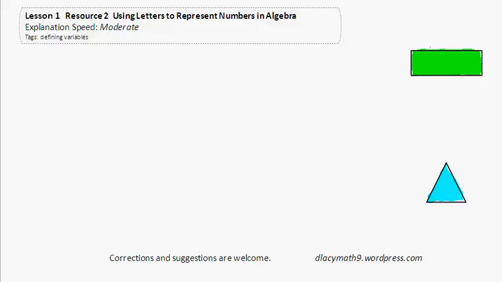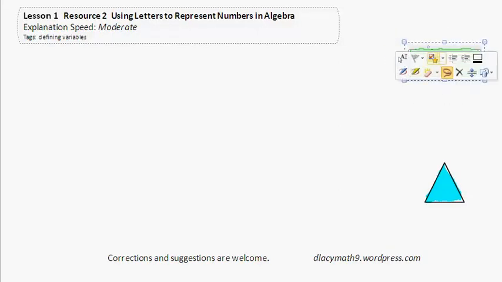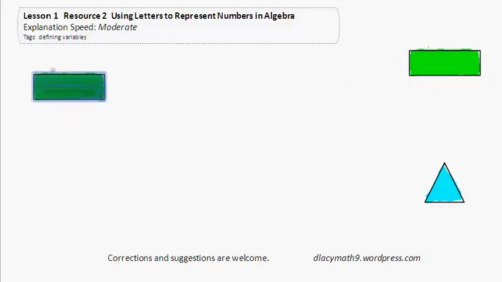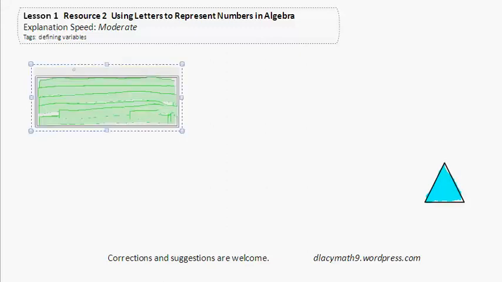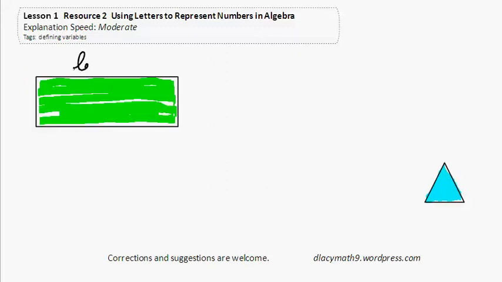Well, let me lasso this rectangle and bring it up front and center. I'll make it a little larger. We use words to describe this. Length. That's really not just a word, it's an idea. The idea of measuring how long something is from end to end.